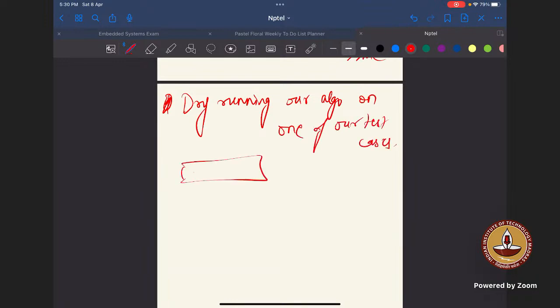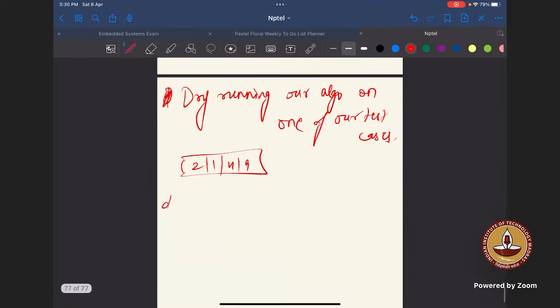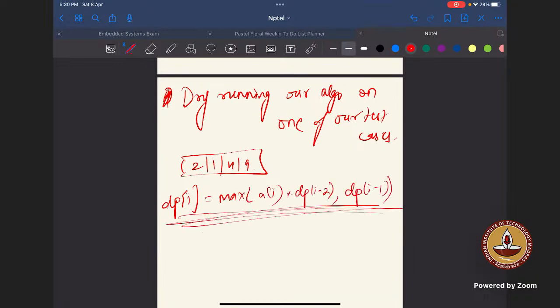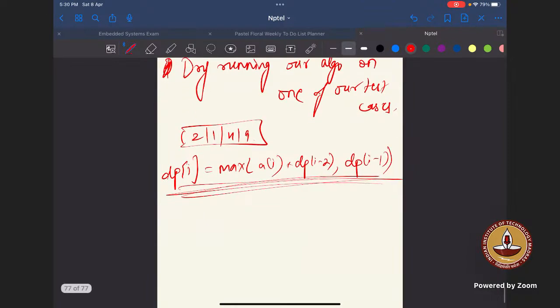Let's say the test case is 2 1 4 9. Okay. The main equation which we want to remember is dp of I is maximum of a of I plus dp of I minus 2 comma dp of I minus 1. Right. This is the equation we want to remember. So let's start from this position. Okay. We have a new dp array which is everything initialized to 0.